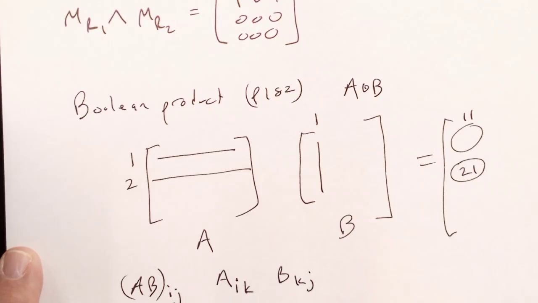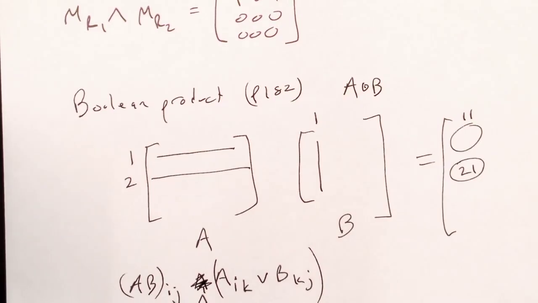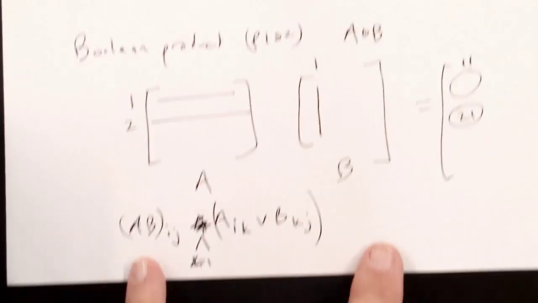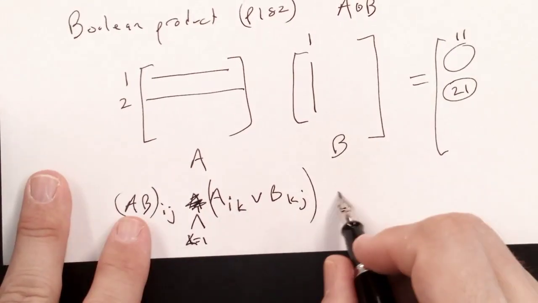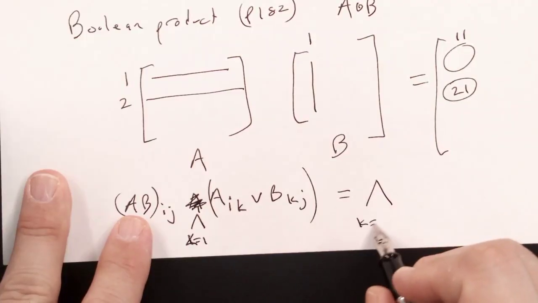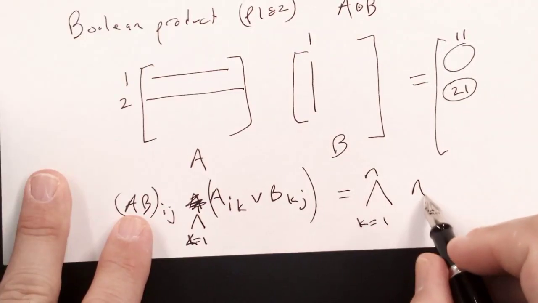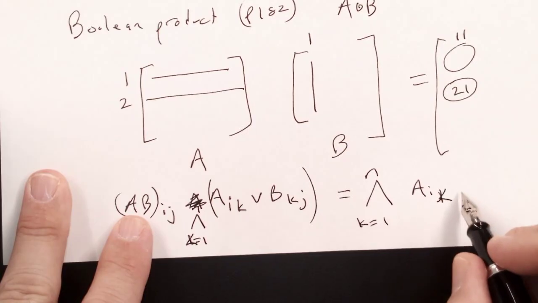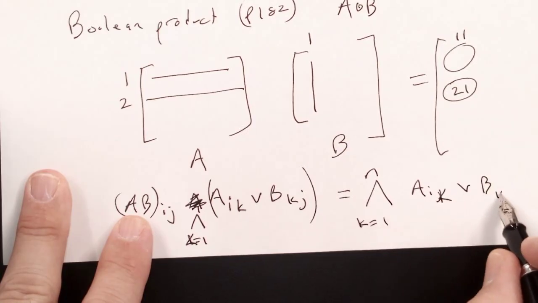Something times 0 is always 0. There are more zeros in the OR. And then I have to AND these, k equals 1 to however many there are. That's disgusting, isn't it? Let me write that again. OR over k equals 1 to n of A i,k AND B k,j.